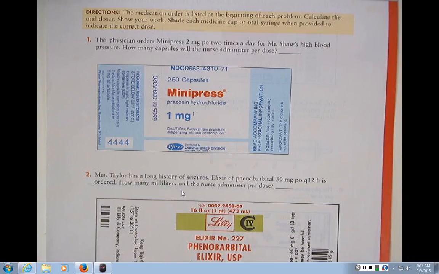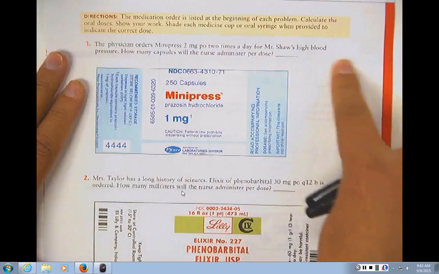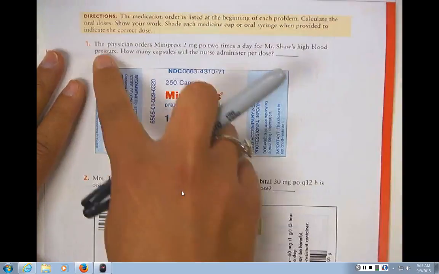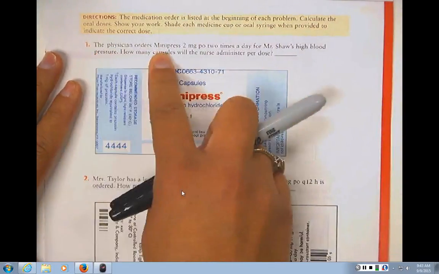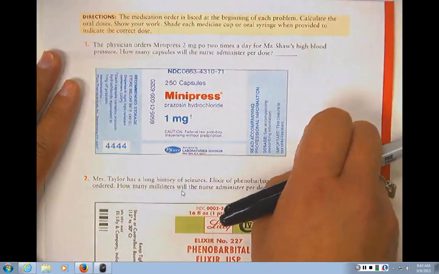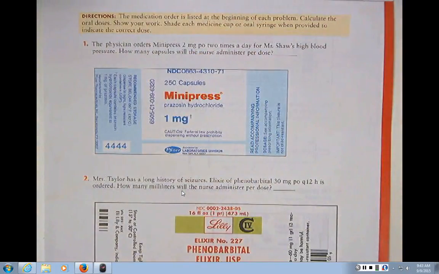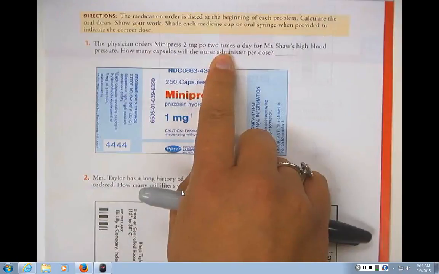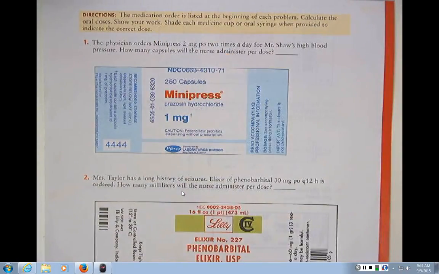So I'm going to start out with this word problem, or this problem right here. It states the physician orders Minipress 2 milligrams by mouth 2 times a day for Mr. Shaw's high blood pressure. How many capsules will the nurse administer per dose? And again, I want to point out that I am solving for per dose. Now, he's supposed to have this medication twice a day. This question is not asking you what his daily amount will be. It's simply wanting you to solve for how many capsules you're going to give per dose.